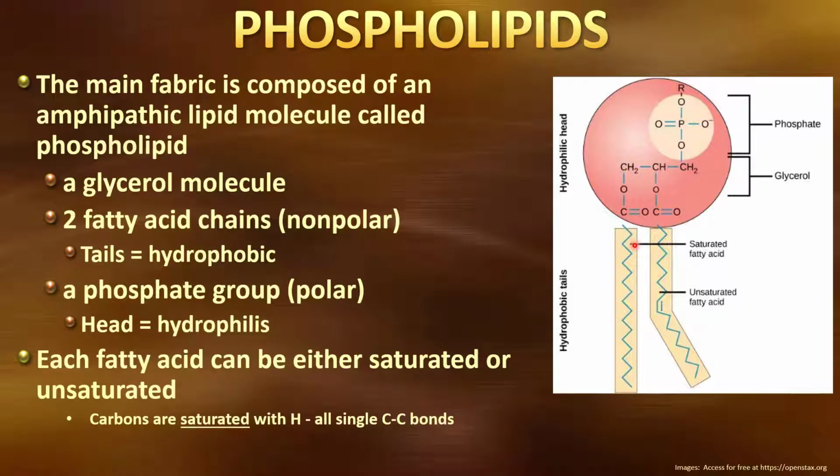The term saturated means that it is saturated with hydrogens. So you have carbons that have as much hydrogen on them as they can possibly take. That means that there's all single carbon-to-carbon bonds along here. If it's unsaturated, we have a double bond in here somewhere, which means that we've had to remove a few hydrogens in order to get that to occur.